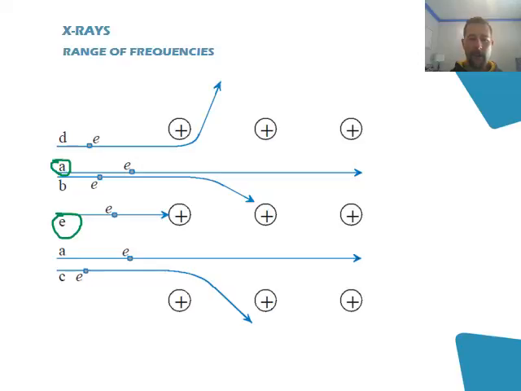So if we have a look at D, for example, this passes close to a nucleus, and by changing its direction, it's actually accelerating. So because it's accelerating, a photon will be emitted. However, this will be at a frequency that's between the 0 and the maximum frequency. And depending on how close this passes to the nucleus, depends on where that is in the range.